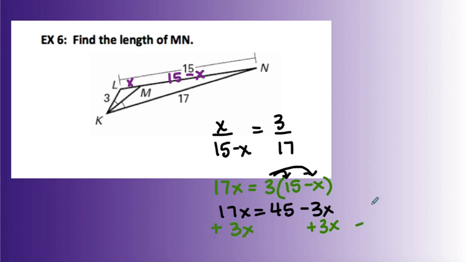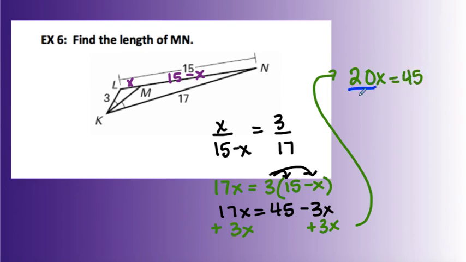I'm going to add 3x to both sides. And so I get 20x equals 45. And then divide by 20 on both sides. So x equals, let's see, 9/4. 5 goes into 45 9 times, and 5 goes into 20 4 times. So 9/4 or 2 1/4. So either one of those I'd accept. All right, let's try a couple more.